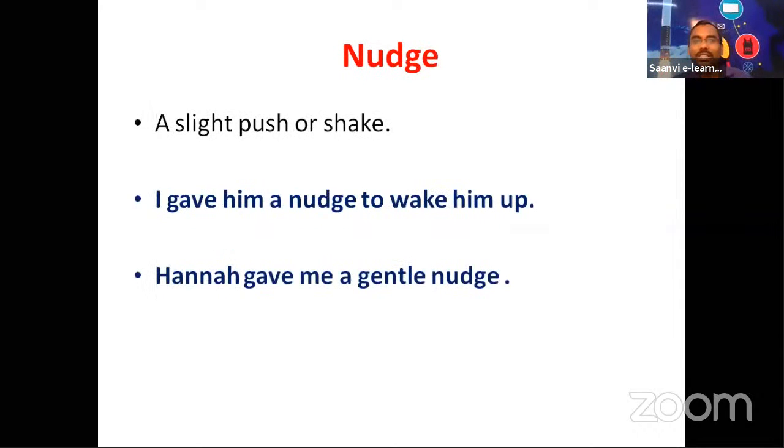And the next word is nudge. A slight push or shake. I gave him a nudge to wake him up. I shook his body to wake him up from sleeping. Hannah gave me a gentle nudge. Hannah gave me a gentle push, a small push or a slight push. That is what is called a nudge.